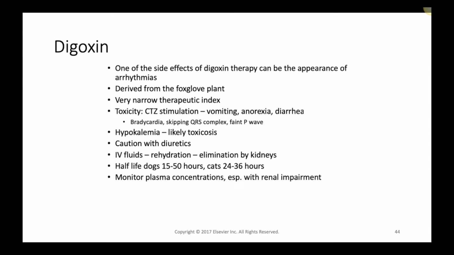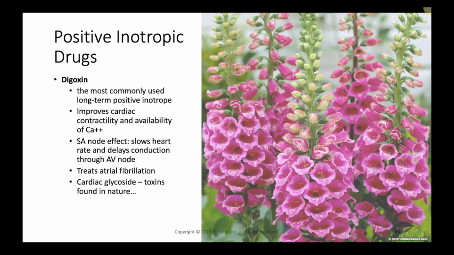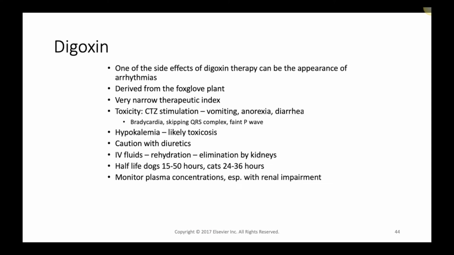One of the side effects of digoxin therapy can be the appearance of arrhythmias. It's derived from the foxglove plant. Like I mentioned, it's a cardiac glycoside, so toxins found in nature. That's the beautiful foxglove plant. The arrhythmias are really unfortunate because it's allowing that slow leak of sodium into the cardiac cells, which means that it can cause the cardiac cells to reach that threshold sooner than preferred.